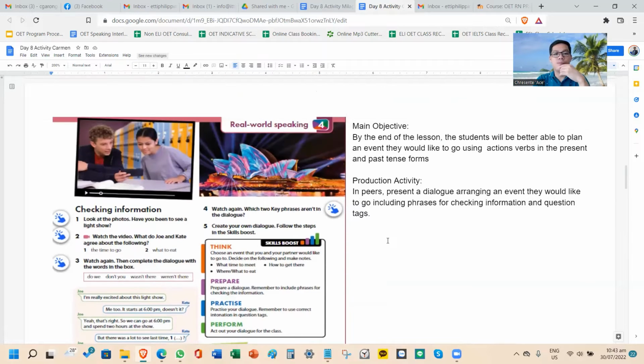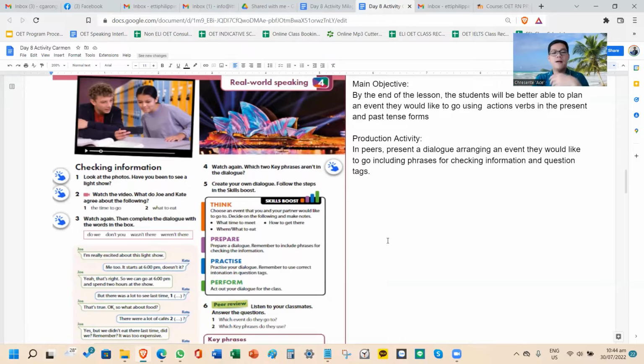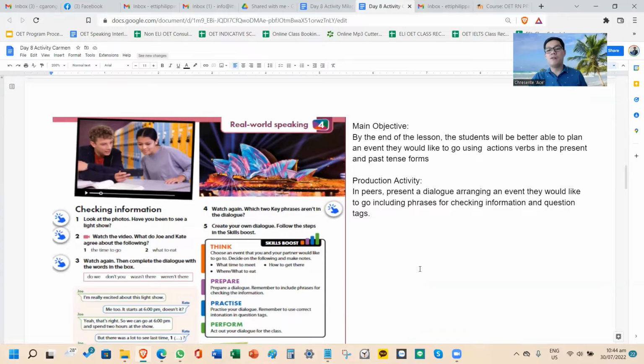Okay. But the context is, the dialogue is talking about the light show. What is the scenario, the theme of this speaking activity? It is the light show. No, an event. Planning for an event. We can make it a little bit general.